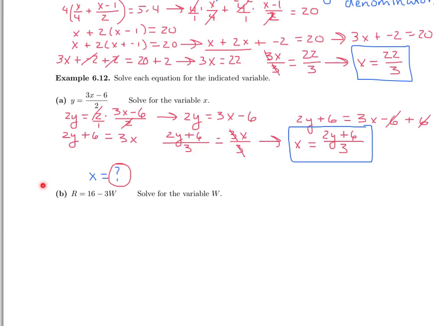Now let's look at part B. Now we want to solve the equation for the variable w. So currently the variable r is solved for, but we want to rewrite the equation so that the variable w will be solved for, and the variable r will be sitting on the right-hand side as part of this expression. Okay, so if we want to get w by itself, we need to undo some operations.